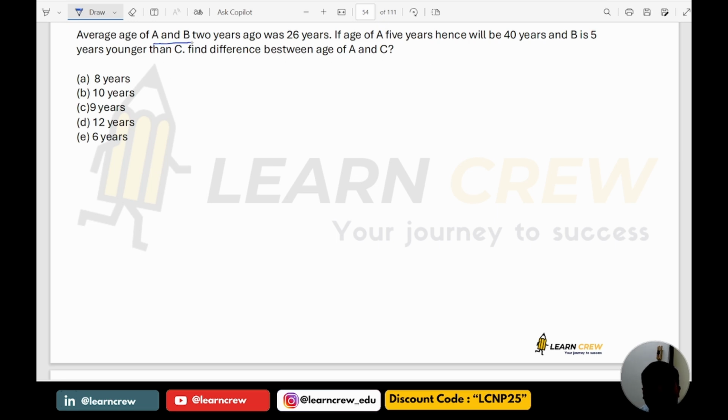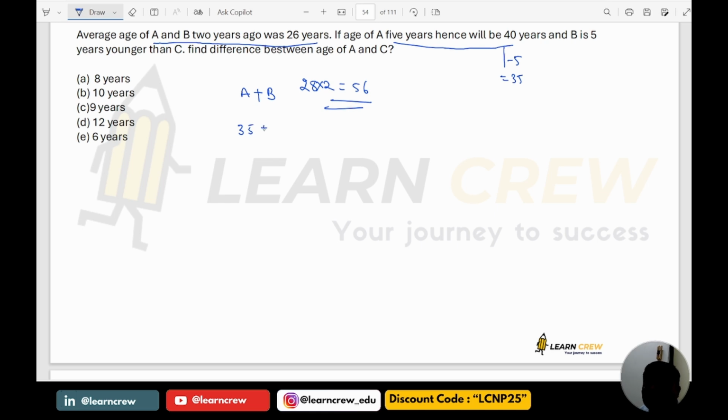So average age of A and B 2 years ago was 26. So now it is 28. Average 28, so the sum is 28 into 2, 56. Okay, the age of A and B is 56 at present. The age of A 5 years hence will be 40. So now it will be 40 minus 5, 35.